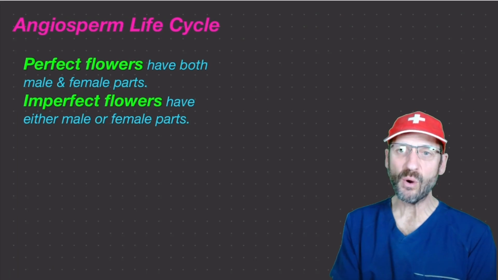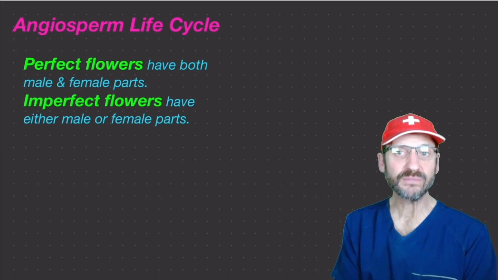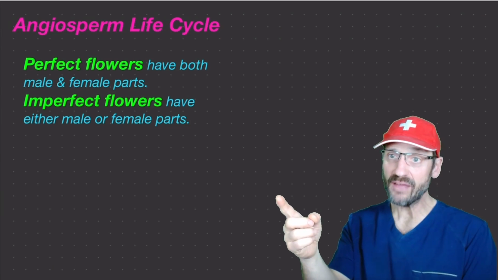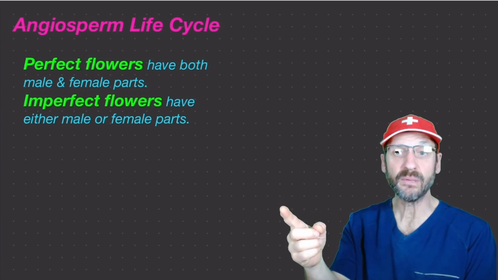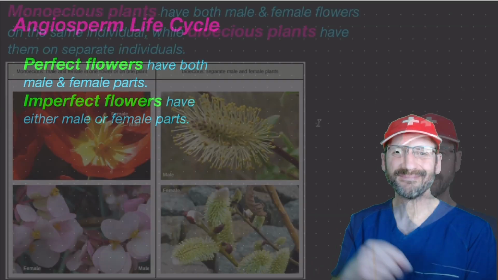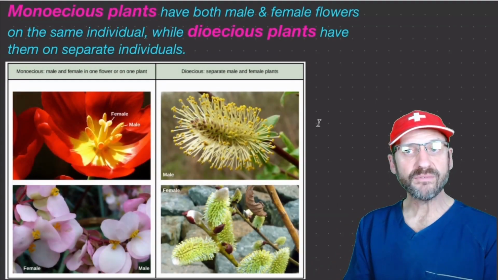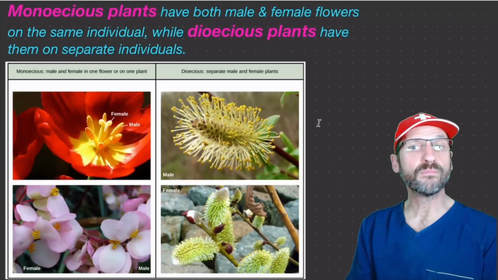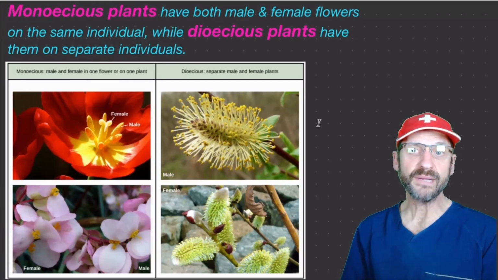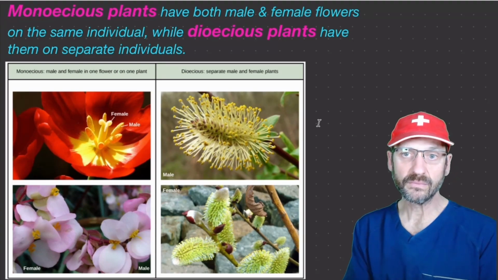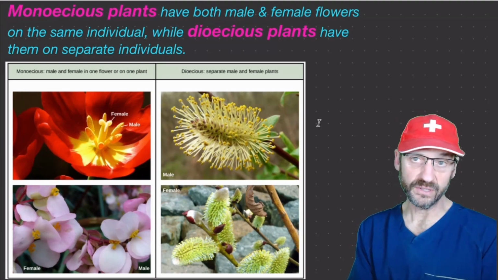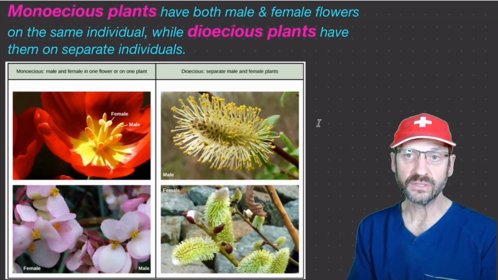Most flowers have both male and female parts and are called perfect flowers. But some plants have flowers with separate male and female parts and are called imperfect flowers. A single plant with both male and female flowers is called monoecious, even if the flowers are imperfect, and the same plant makes both types of flowers. A plant that has male and female flowers on different individuals is called dioecious.